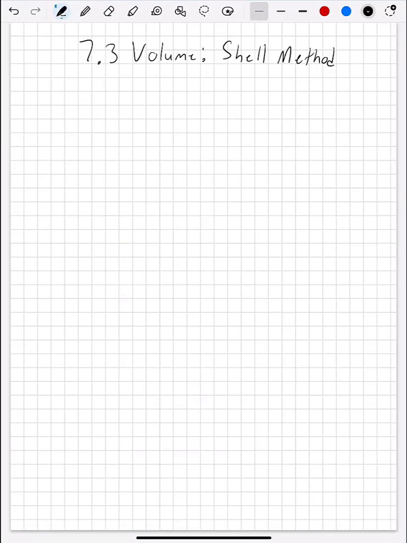All right, so for 7.3, we're going to talk about volume again with the shell method. The shell method is comparable to the dishwasher method. We just look at it a little bit differently.